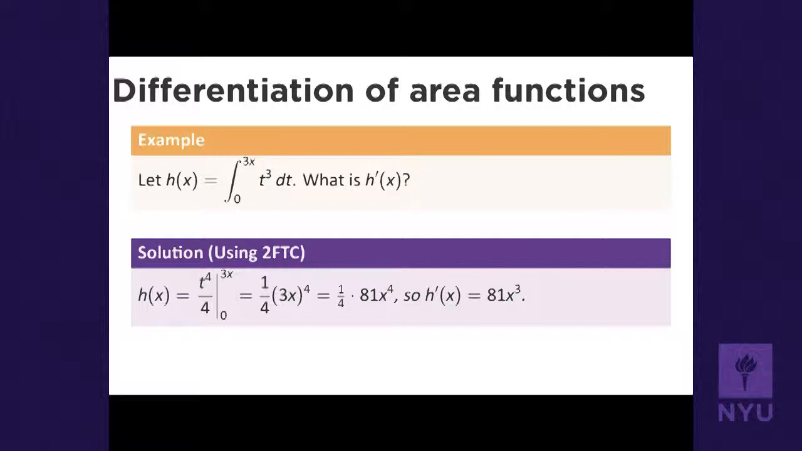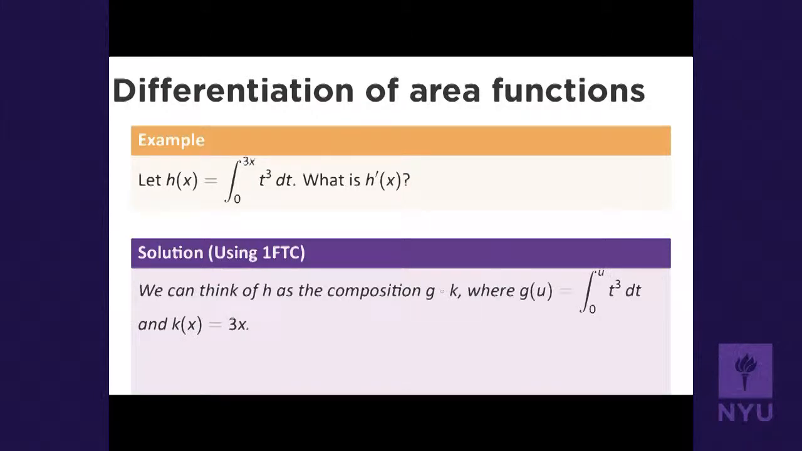Okay? Multiply that out, and you get 1/4 times 81x to the 4th. And if you differentiate 1/4 81x to the 4th, you get 81x cubed. Does that make sense? Okay? And this we could have done on Wednesday, not anything new from today. Let's look at it now from the first fundamental theorem of calculus perspective.